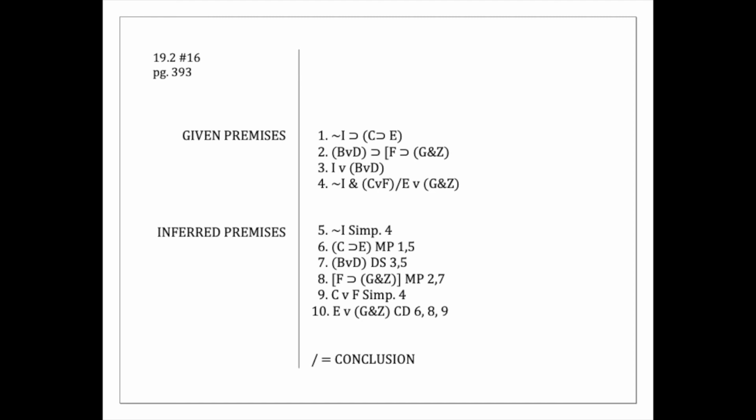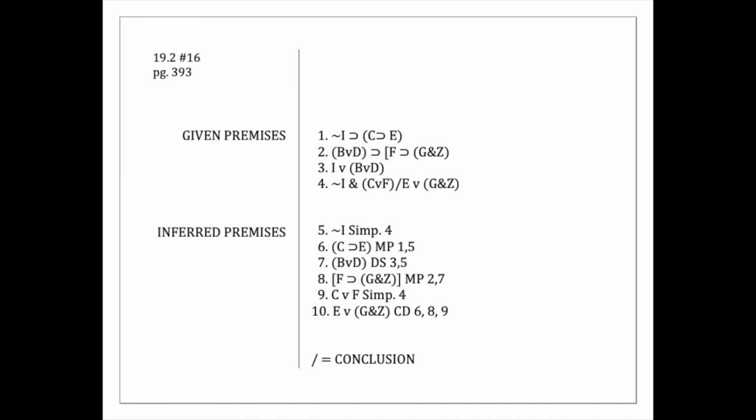What else can you perform with the not I? You can perform a disjunctive syllogism. Notice premise 3, a disjunction, I or B or D. With the not I of premise 5, you can infer B or D, disjunctive syllogism 3 and 5. Once you have that B or D by itself, look back up at premise 2. You'll notice that you can infer the consequent of that conditional based on the modus ponens rule. The consequent of that conditional, if F, then G and Z, now stands alone in the inferred premise 8.